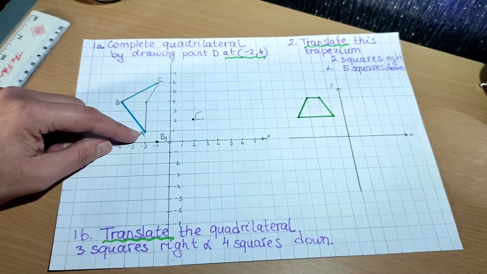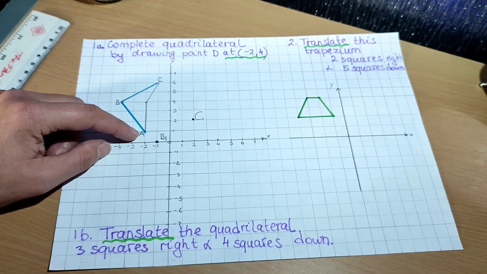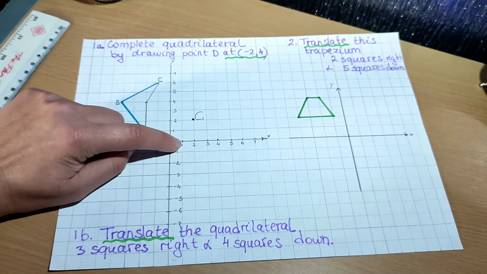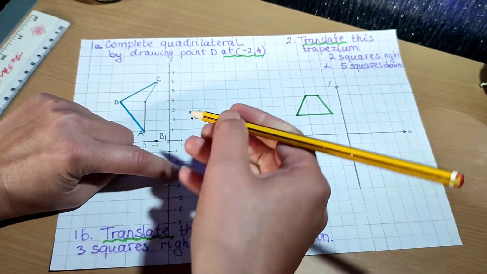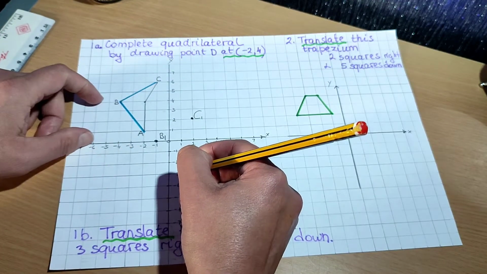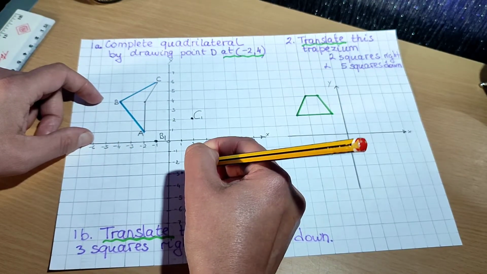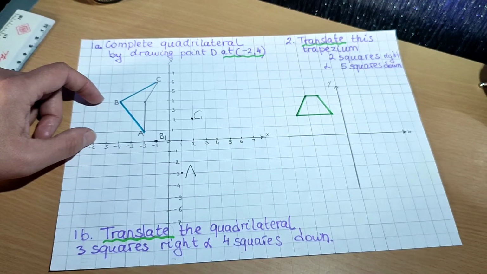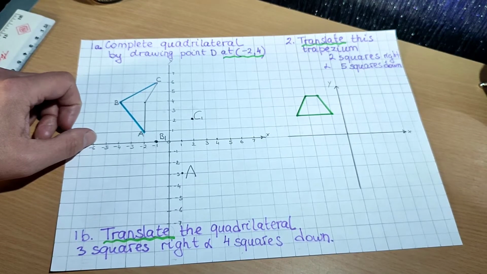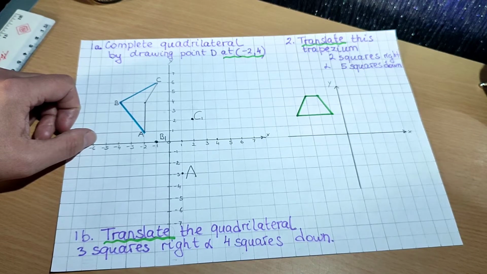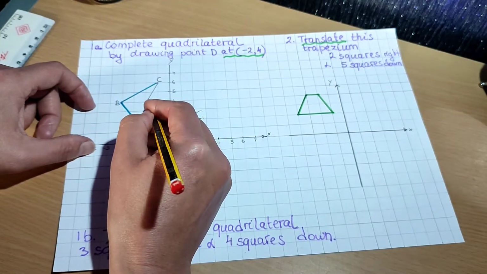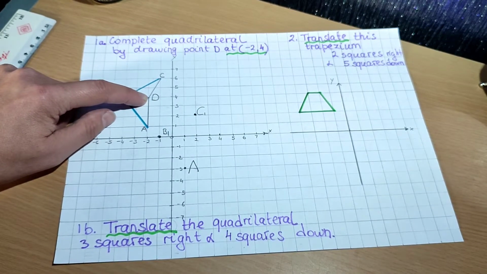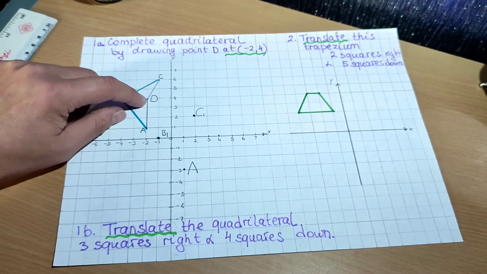And the last point to move is point A. So we have 3 squares to the right, 1, 2, 3, and 4 squares down. 1, 2, 3, 4. This is where our new point A is, and let's call it A1. Oh, but is that a triangle? We're not drawing a triangle. Which point did we forget, or did we not move yet? It's the one we drew before, D. Okay, so let's move this point as well.